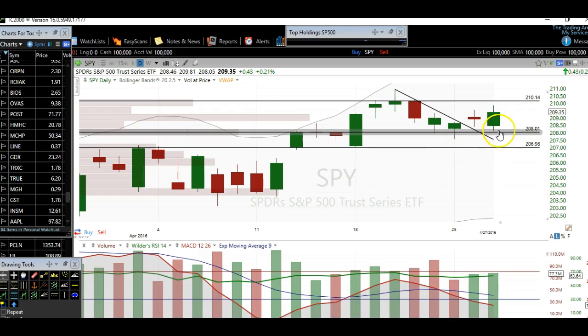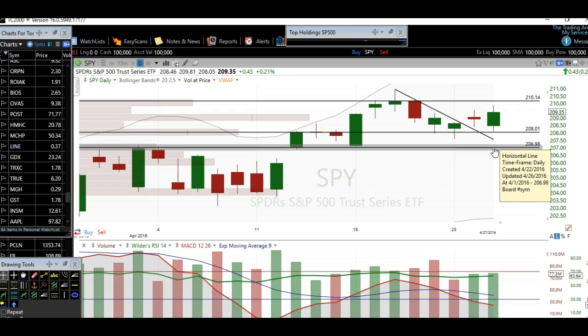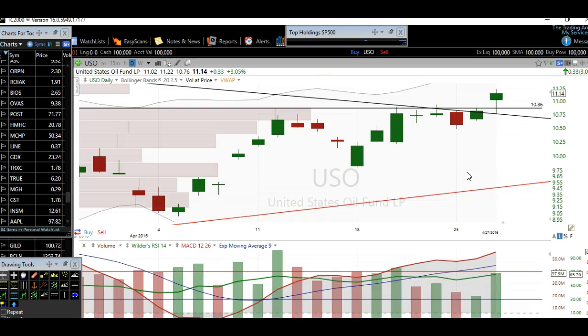If we break below 208, the next support is at 207, and that's the level that we're going to tag if we break below 208. All right, that's enough for SPY. Let's check out what oil is doing.